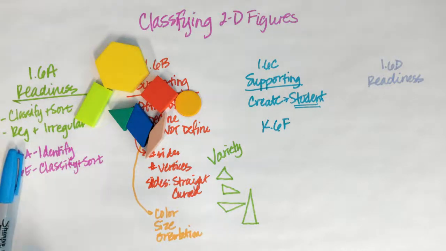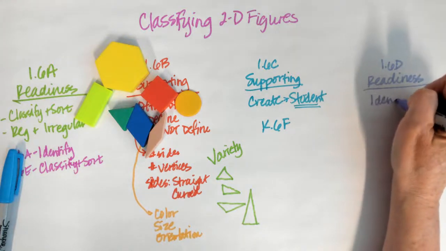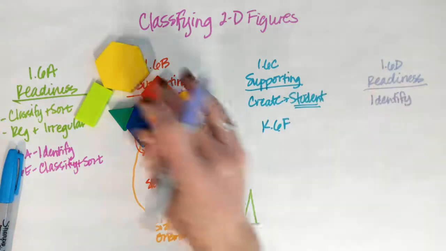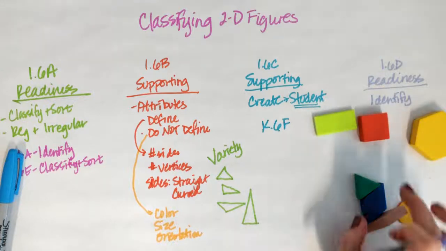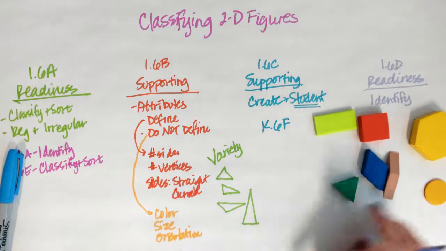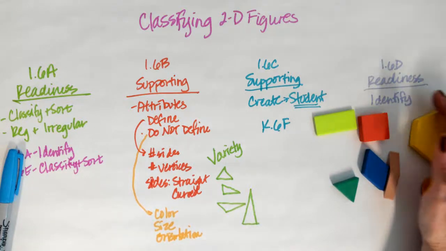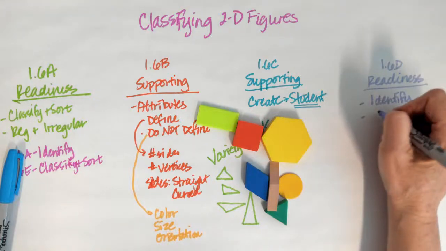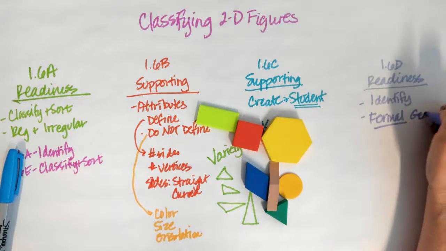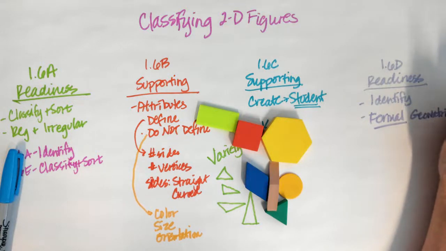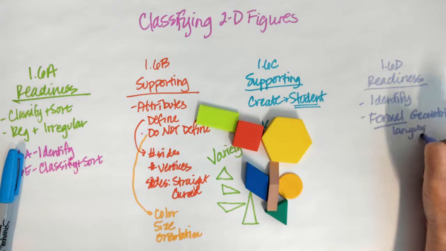Okay, and last TEK in this unit is K6D, and this is our Identify TEK. This tells us the shapes that we have to identify, which we've talked about: hexagon, rectangle, square as a special rectangle, triangles, rhombus, and circle. So we want to make sure we're identifying all of these, but the difference in this standard and what we talked about earlier is with formal geometric language. So here's where we're going to make sure that we are expecting proper academic language for this part.